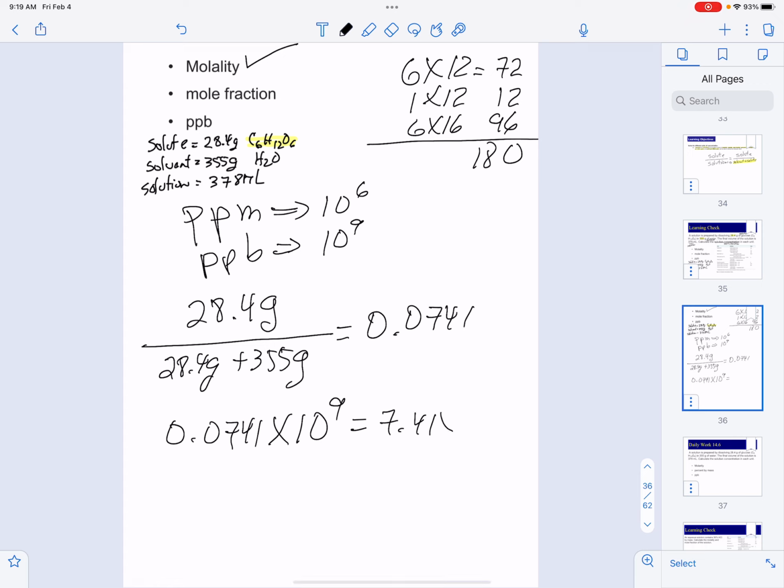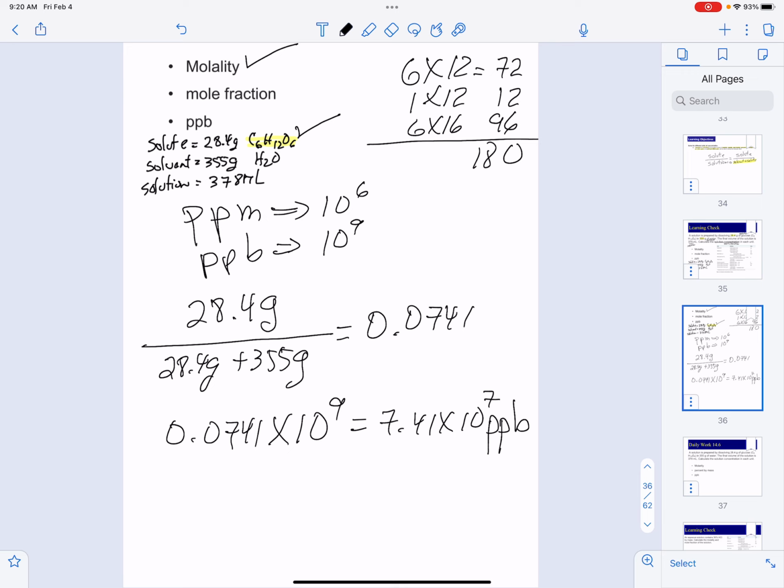7.41 times 10 to the 7 parts per billion, which is a huge number. So that's how much of this carbohydrate, C6H12O6, you're going to have dissolved in 355 grams of water.